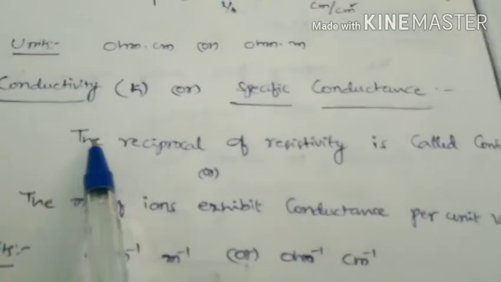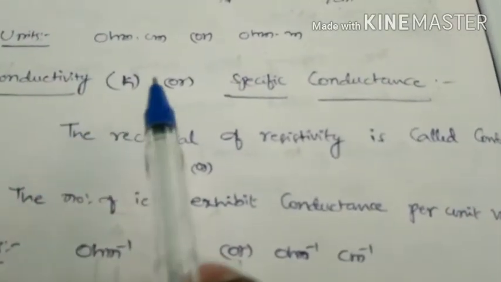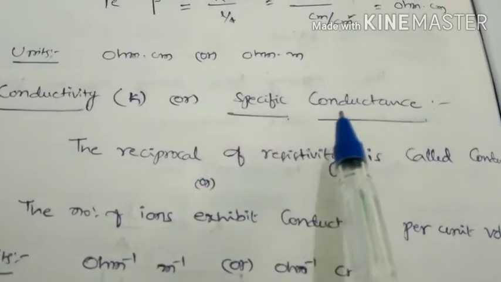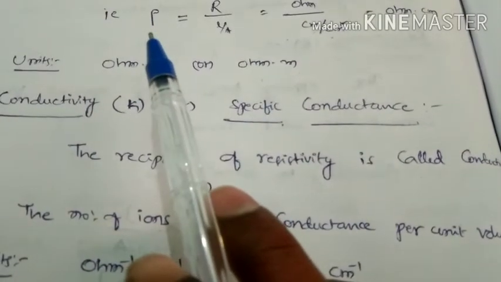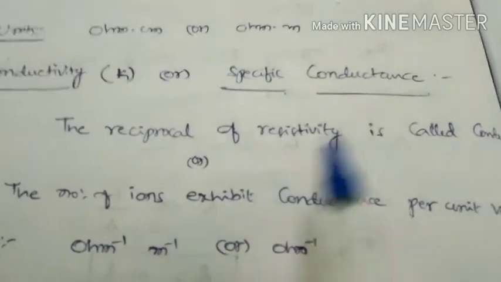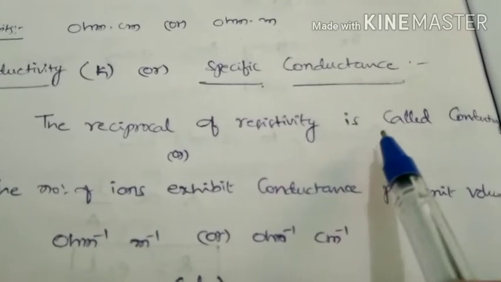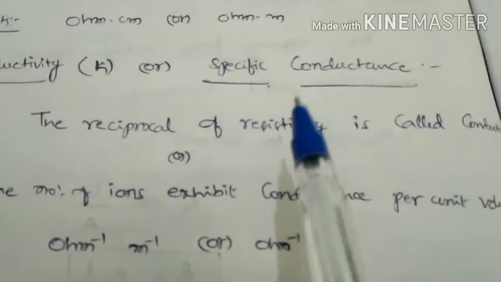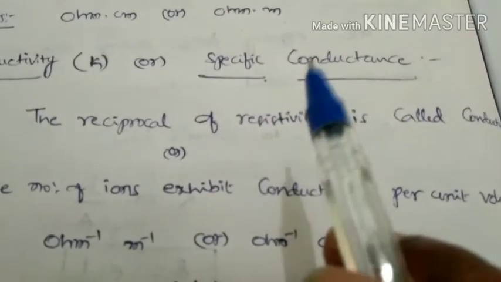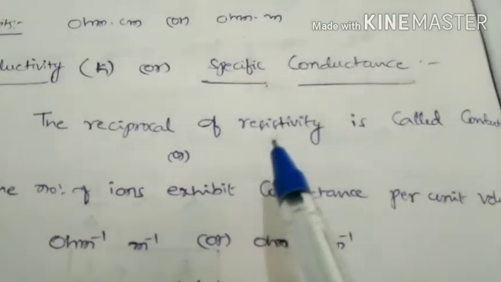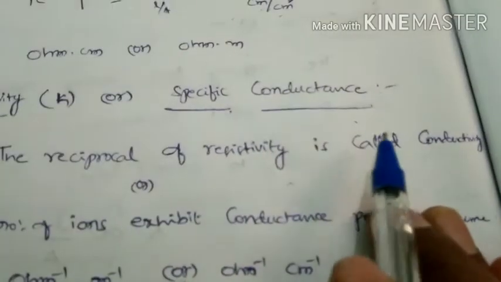Next definition is conductivity. This is represented by capital K. This is also called specific conductance. Conductivity or specific conductance, same as resistivity or specific resistance. So the definition is, the reciprocal of resistivity is called conductivity. In case of conductance, we have told the reciprocal of resistance is called conductance. Like that, here also the reciprocal of resistivity is called conductivity.